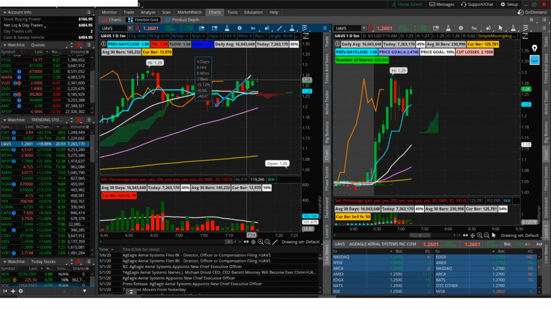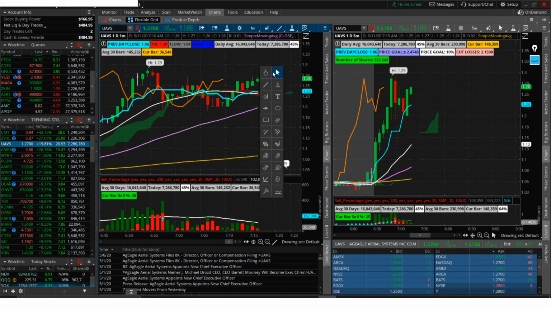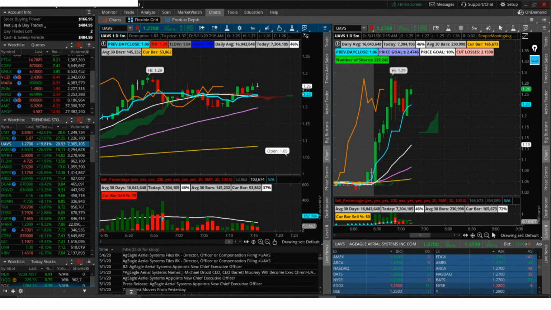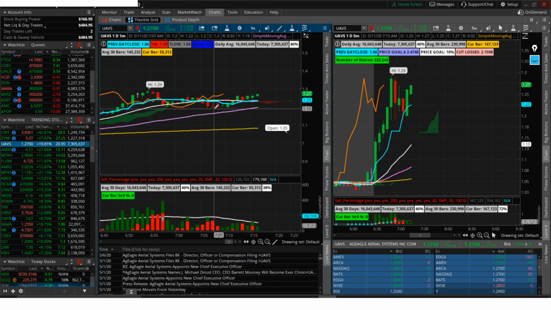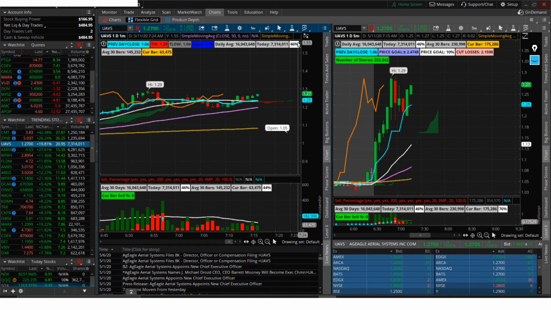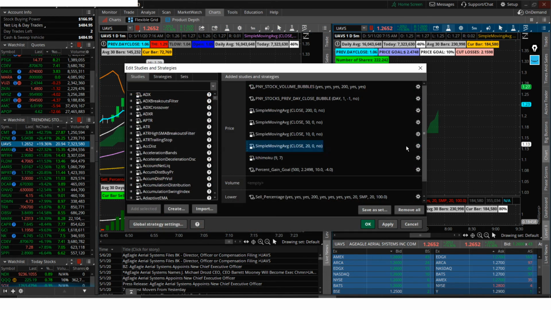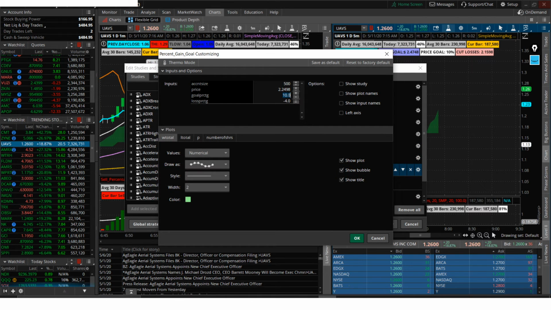So again, for me to make my 20% gain, it has to hit way more than $1.20. So for me to make my 20% gain from UAVS, it has to hit $1.46, so $1.50 almost. But I'm already in late, so $1.26. I'll show it right here on my percent gain goal. I put 20%. Let's say I get in right now at $1.26.